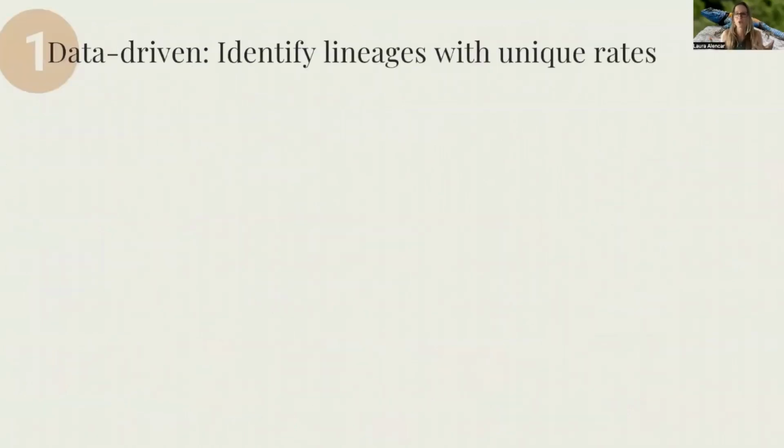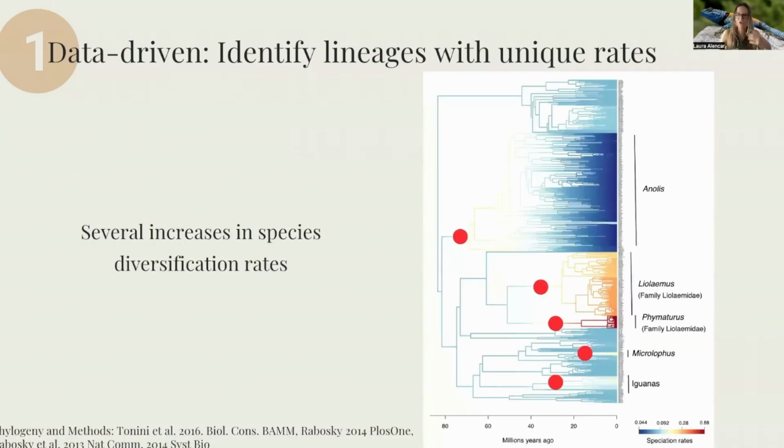So the first step we took to untangle this complex network of processes shaping the macroevolutionary dynamics of Pleurodonta was what we call the data-driven or phylogenetic natural history step. Our intention here was to first identify those lineages associated with unique diversification rates, or in other words, those lineages that stand out in their rates of diversification when compared to their background estimates. By performing this step, we found several increases in the diversification rates. So here we have a phylogeny for the Pleurodonta, where again, warmer colors, higher rates. And the red circles show the several instances during the radiation of Pleurodonta where the rates significantly increase.